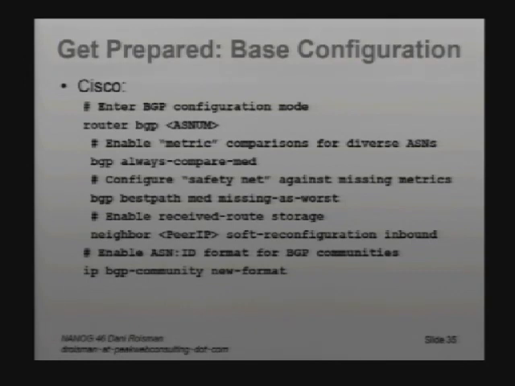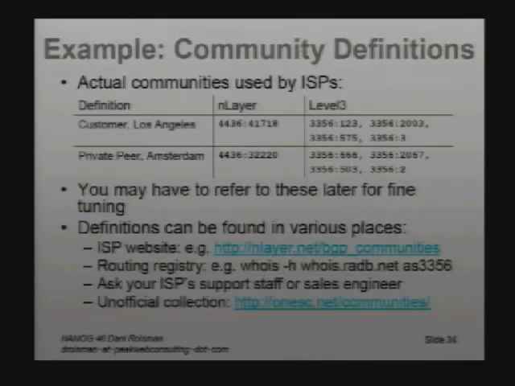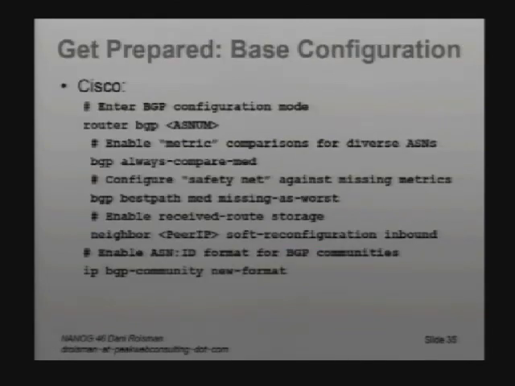And also go ahead on Cisco, you need to enable the ASN:ID format, like I showed you here, 3356:123. By default, still today in the year 2009, Cisco doesn't show you communities that way. They use the older long string format. Go ahead and just type ip bgp-community new-format, so you can read communities in a human-friendly format.